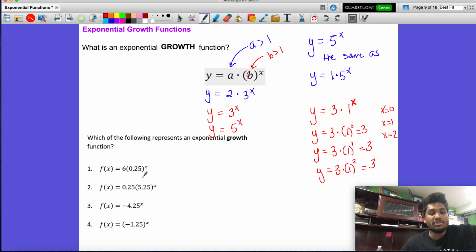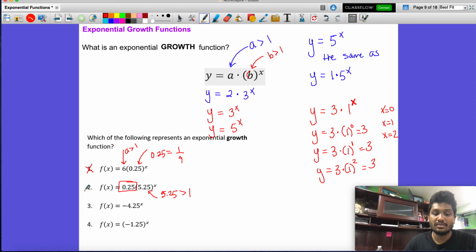Now, which of these would have that? So we know that either a has to be greater than 1 or b has to be greater than 1. Here, our a value is definitely greater than 1, but our b value, 0.25, is actually the same thing as 1/4, and 1/4 is not greater than 1, so this would not be it. Here our a value is not greater than 1, but our b value, the main one, is 5.25, which is definitely bigger than 1, so this is an option.